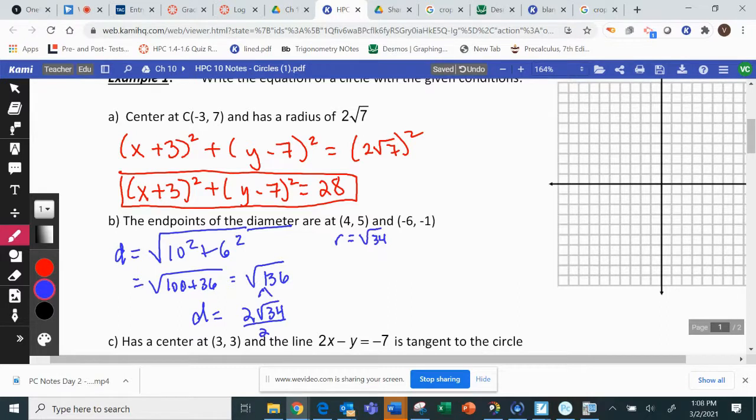So now, Madeline, you wanted to tell me about the center. Yes, the midpoint between these two points. So we use our midpoint formula. So we should have (x + 1)² + (y - 2)² = 34.